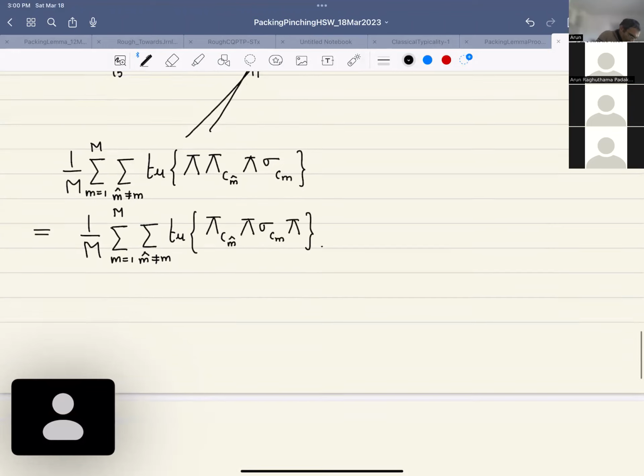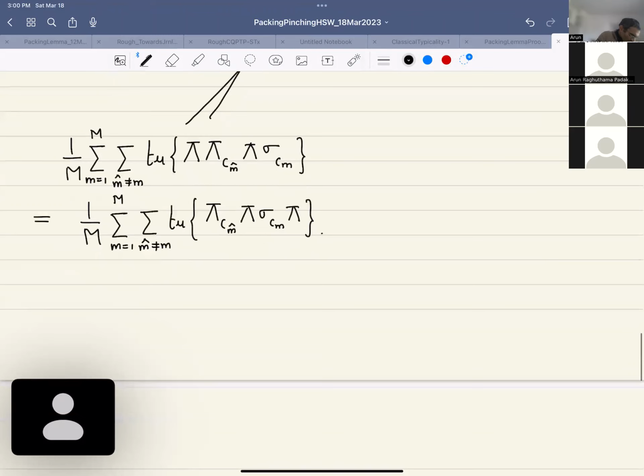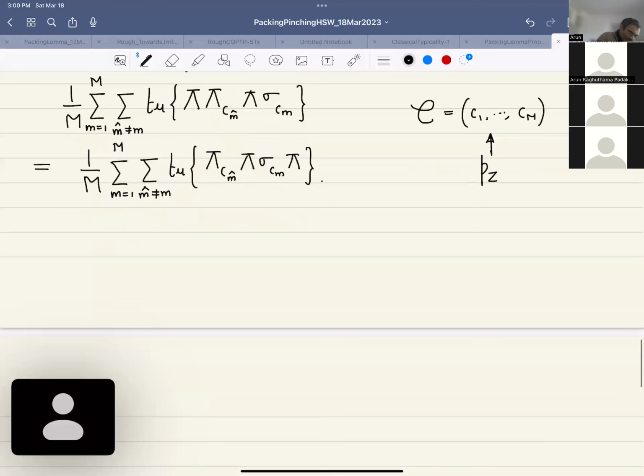Okay. Now I use the approach of random coding. So every collection C, I pick by choosing each of the indices C1 to CM independently and IID according to the distribution PZ. Just like I explained in the example.